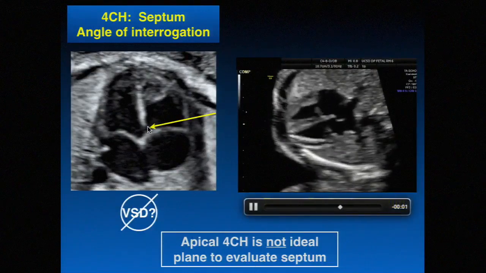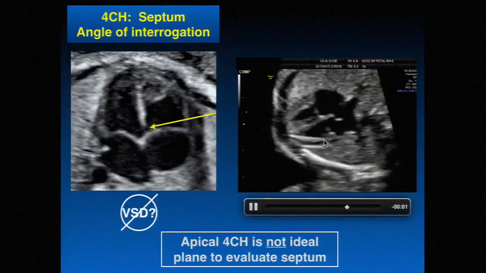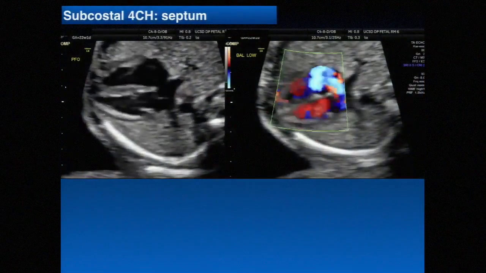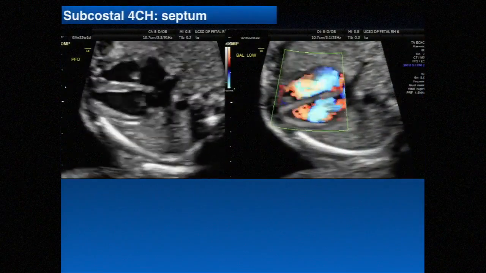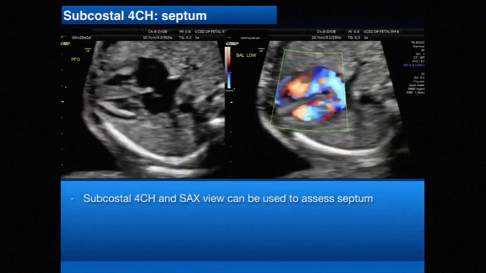So do not call VSDs, number 1, without using color Doppler, and number 2, without making sure you've confirmed in more than one plane coming in perpendicular to the septum. And of course, color flow needs to be used to look at the septum as well. So again, notice coming in perpendicular.